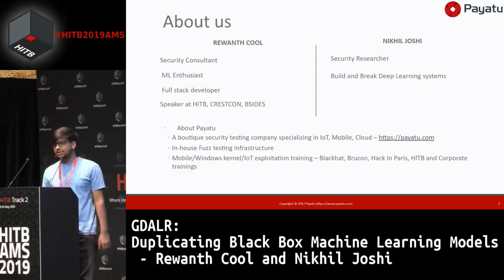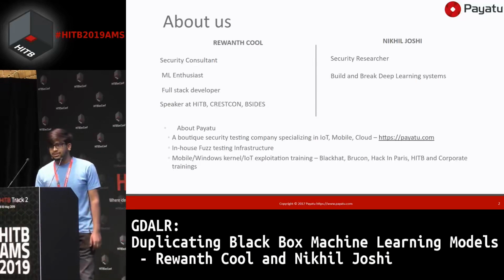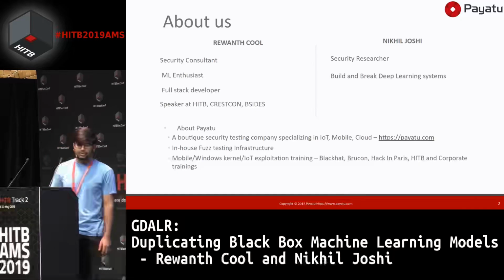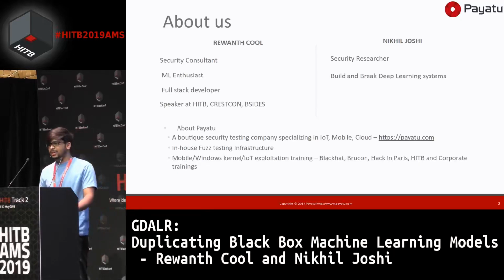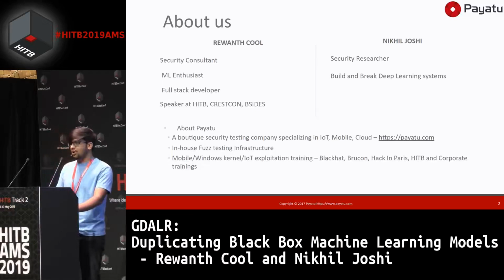You must have heard about adversarial learning. In adversarial learning, what we do is we give an image to machine learning models and make the model predict it the wrong way.